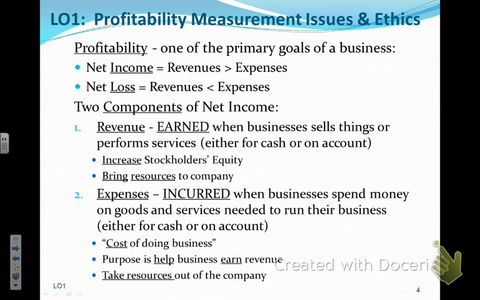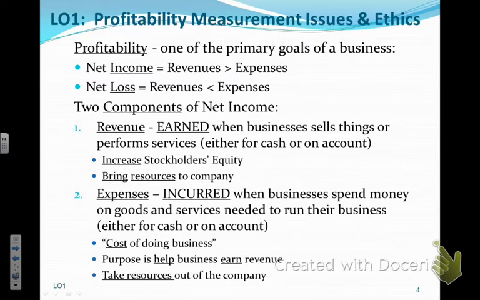paid 6 months rent in advance, we would debit our prepaid rent and we would credit our cash. That's when the cash piece of the transaction takes place. Our cash outflow takes place then. However, the expense has not been incurred yet.